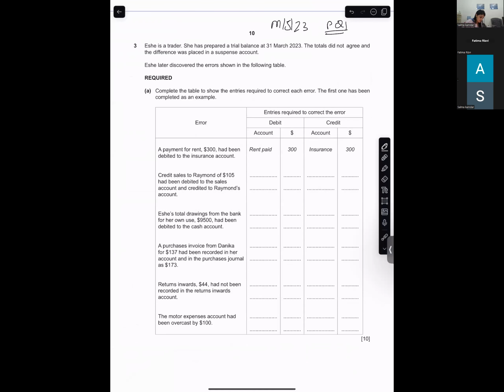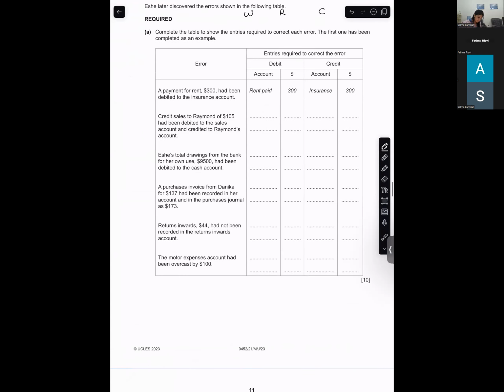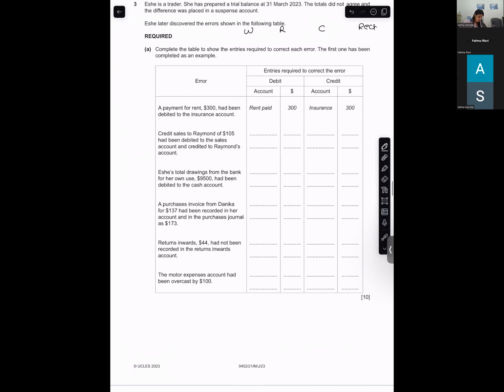Miss, we use the wrong, reverse, correct, rectification. Wrong, reverse, correct, and rectification. Are you with me? Yes. Okay, fine. So the first entry is already done for us. Let's do the other one, the second one.